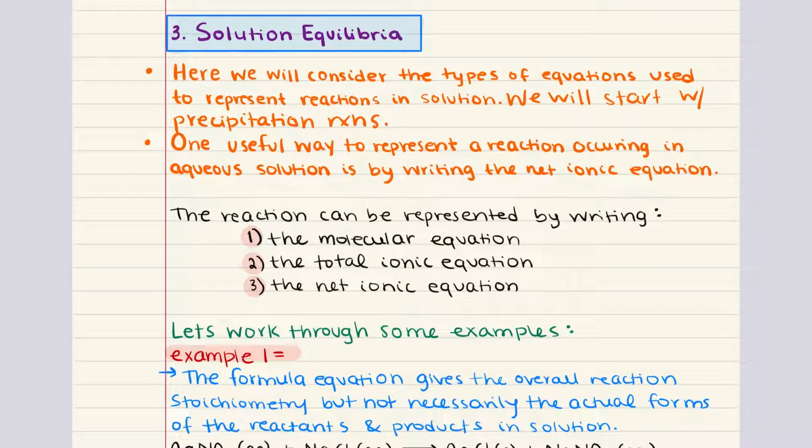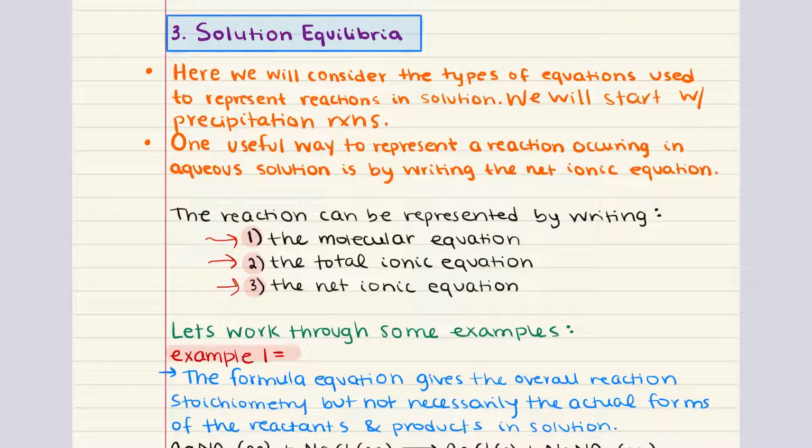Today we're going to be continuing our lecture on solutions, and we've made it to the third objective. Now to start this section, I want to review over net ionic equations. So one useful way to represent a reaction that's occurring in aqueous solution is by writing the net ionic equation. And to illustrate how we go about getting the net ionic equation, we have three main steps. First, we want to write the molecular equation, then the total ionic equation, and then finally the net ionic equation.